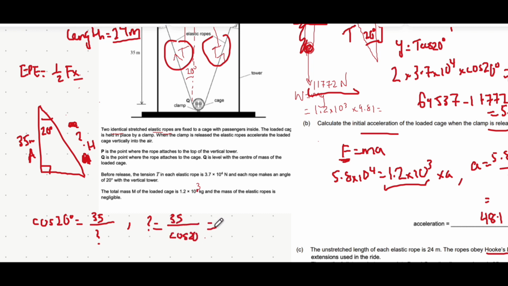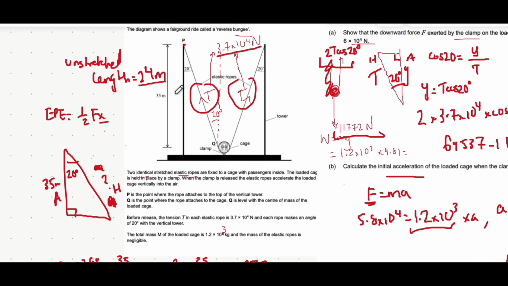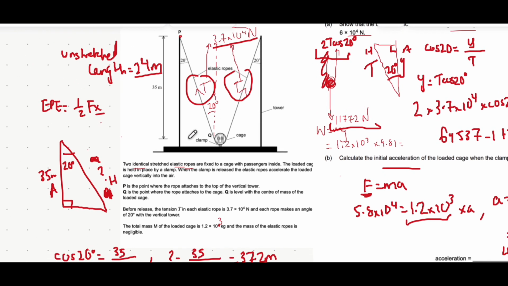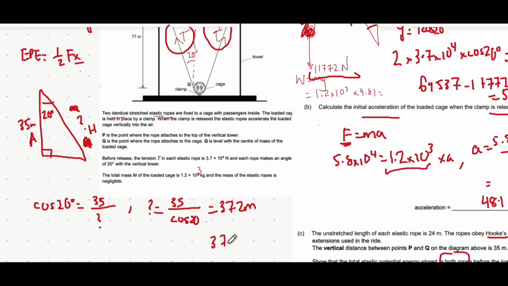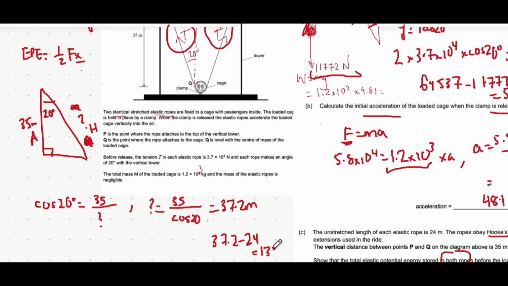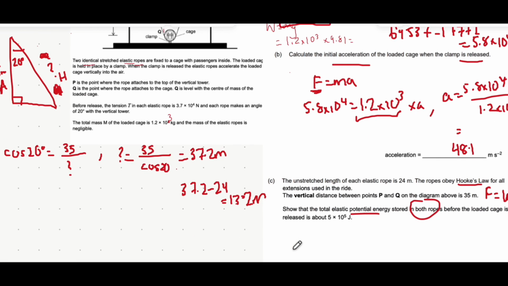Put that into a calculator. 35 over cos 20, and remember to close your brackets at the end of the cos, or you get mass errors. That gives 37.2 meters. So that's the stretched length, and if we subtract from that the unstretched length, so 37.2 take away 24, that's equal to 13.2 meters, and so that's your extension.